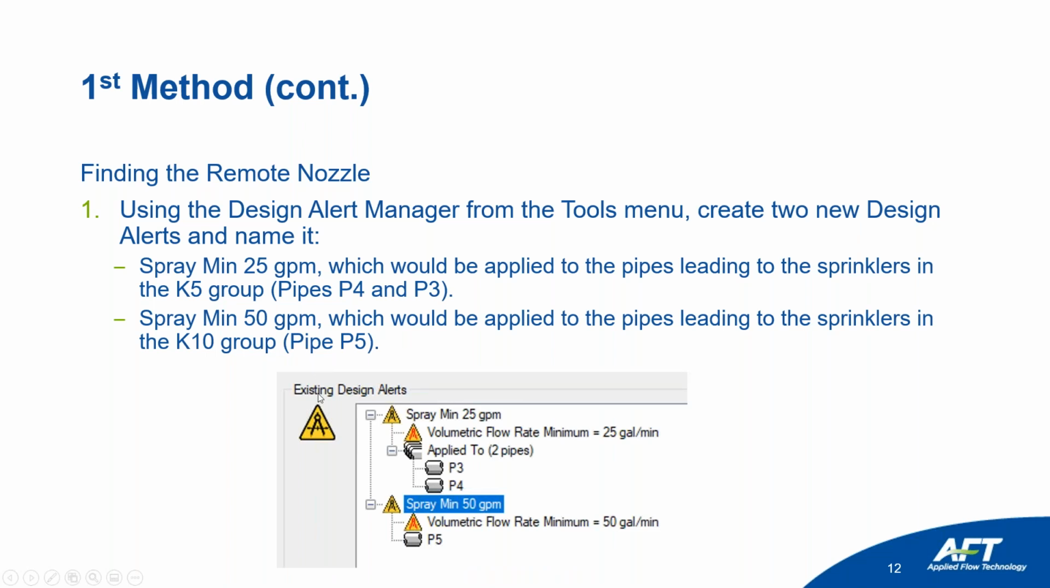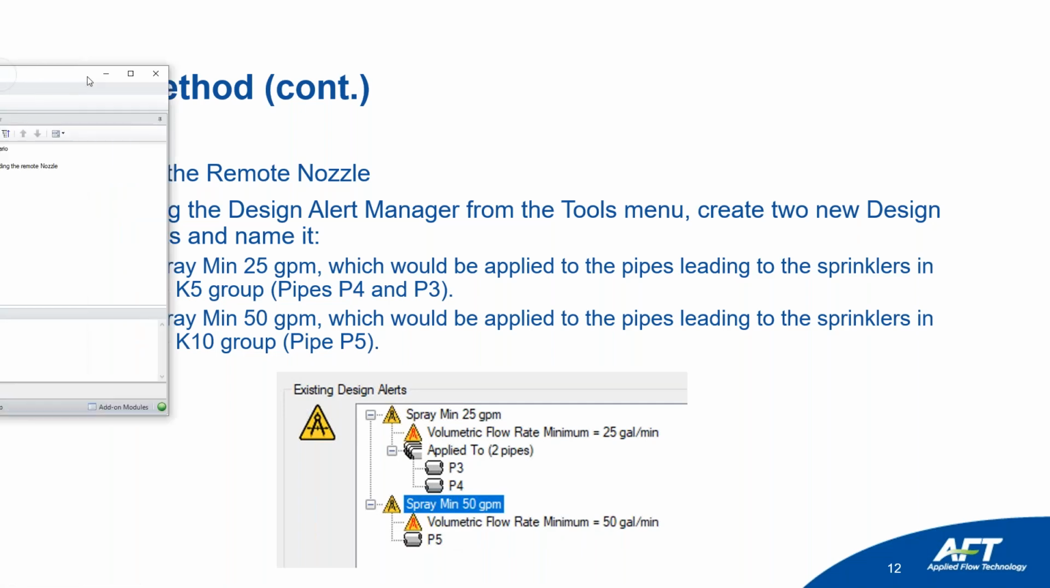So here we have the two design alerts. One for group K5 would be applied a minimum flow rate of 25 gallons per minute, and it would be applied to pipe 3 and pipe 4. And the second group would have a design alert of a minimum of 50 gallons per minute, which would be applied to pipe 5.